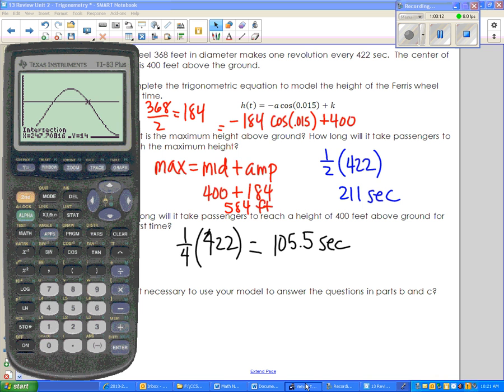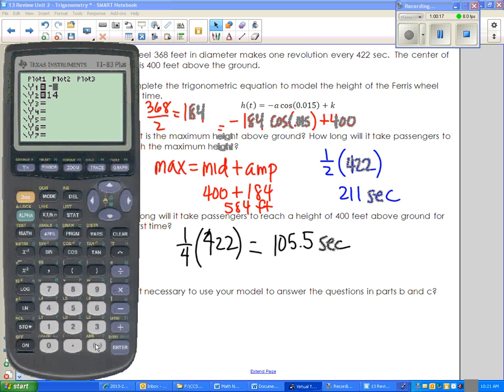So if I plug this equation into my calculator, we have negative 184 times the cosine of 0.015, and then I add 400. And if I think about my window, I want my x max to correspond with a period, which is 422. And my y max, we already said that the maximum height was 584. So I'm just going to say 600 feet is my max.